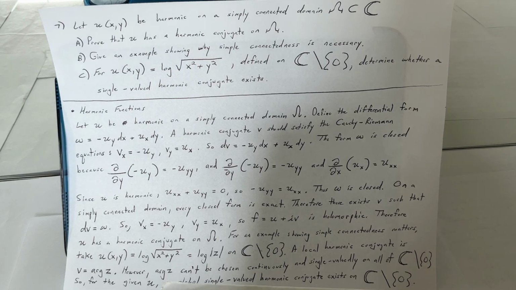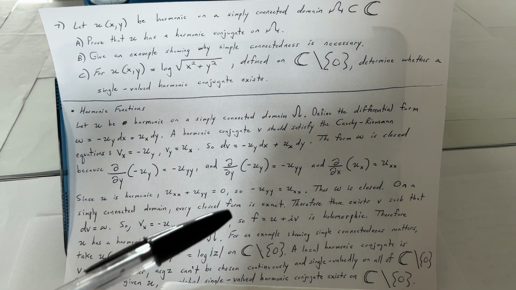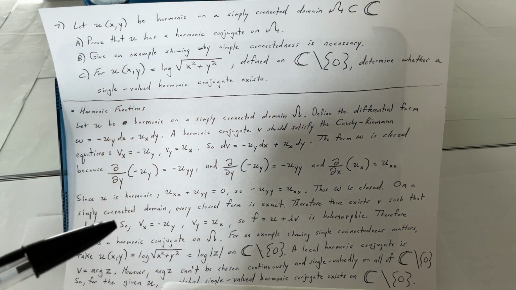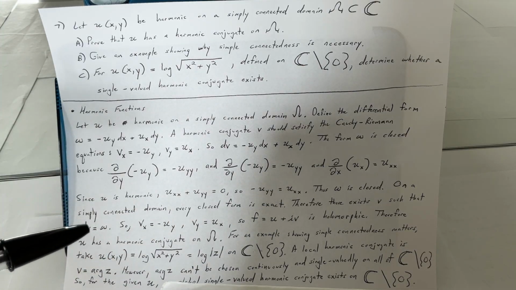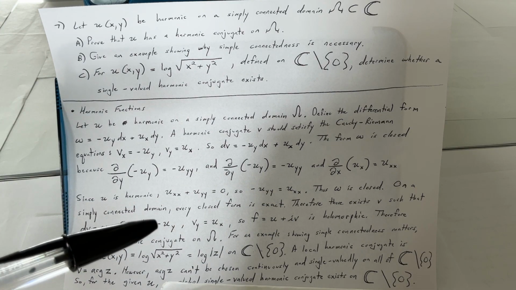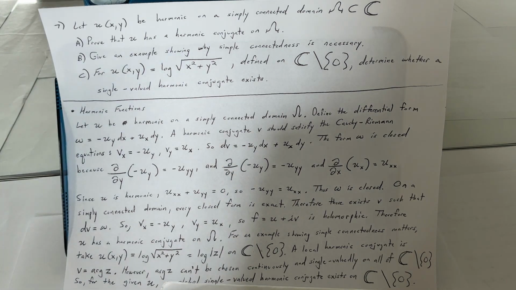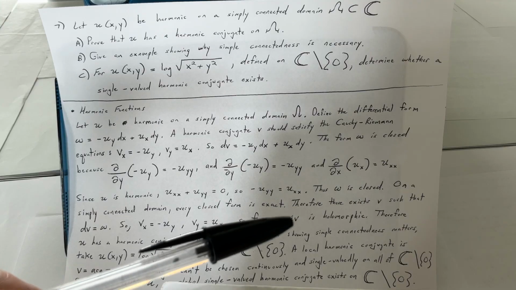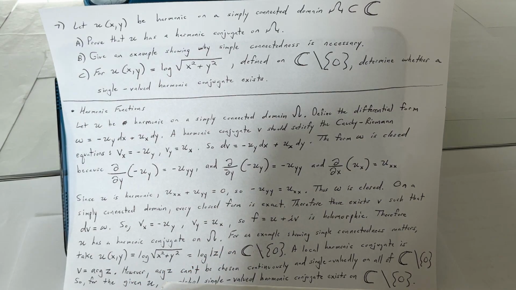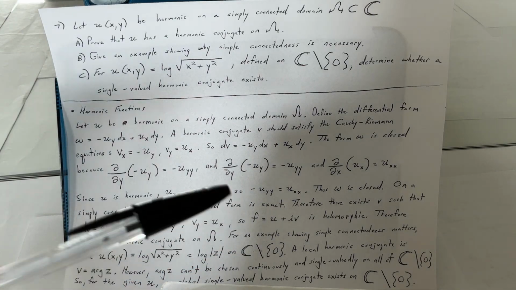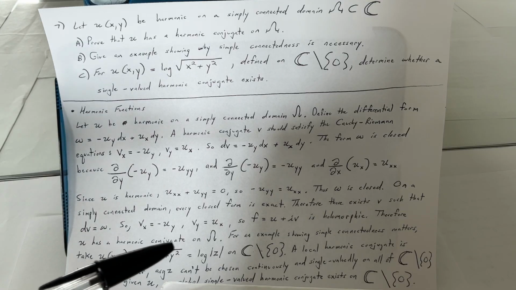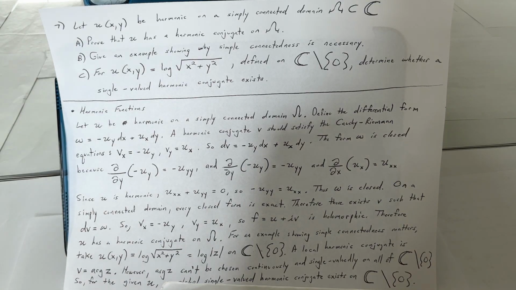And on a simply connected domain, every closed form is exact. Therefore, there exists v such that dv equals ω, so v_x equals negative u_y, and v_y equals u_x. So f equals u plus iv is holomorphic. And therefore, we can say u has a harmonic conjugate on Ω.